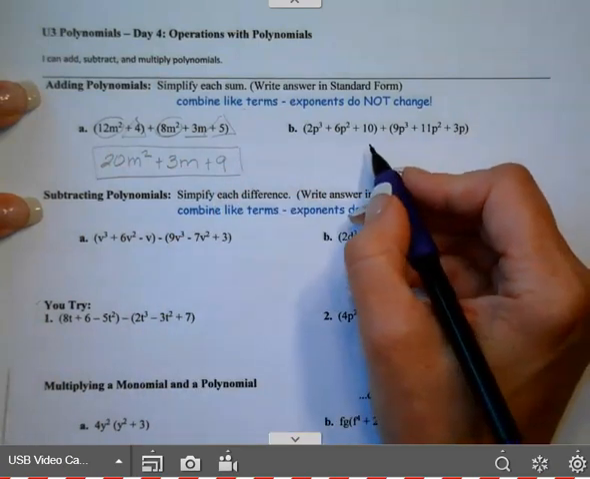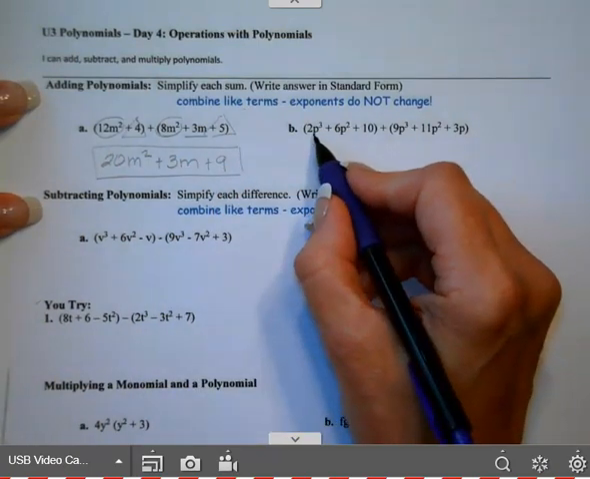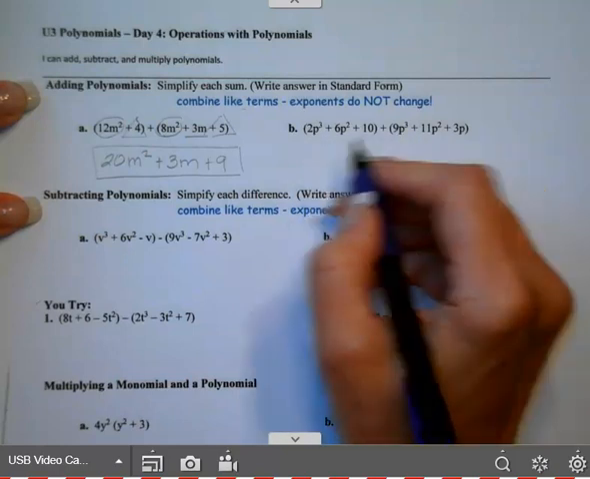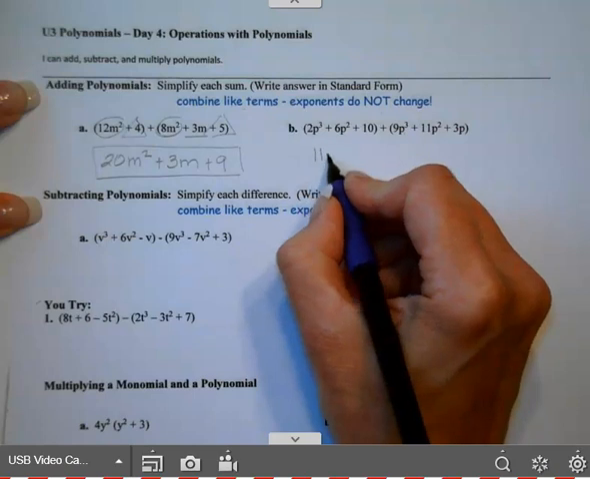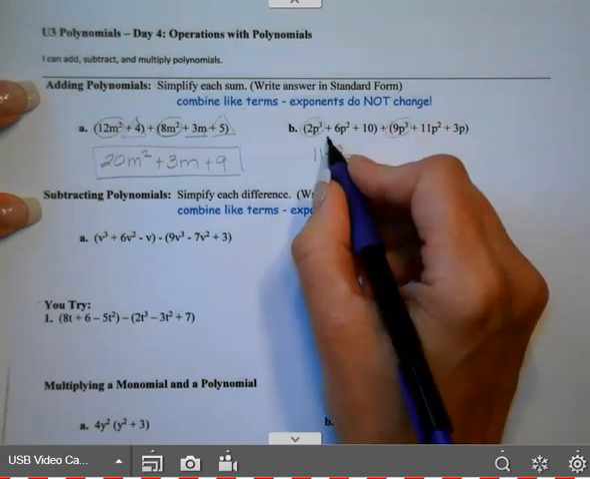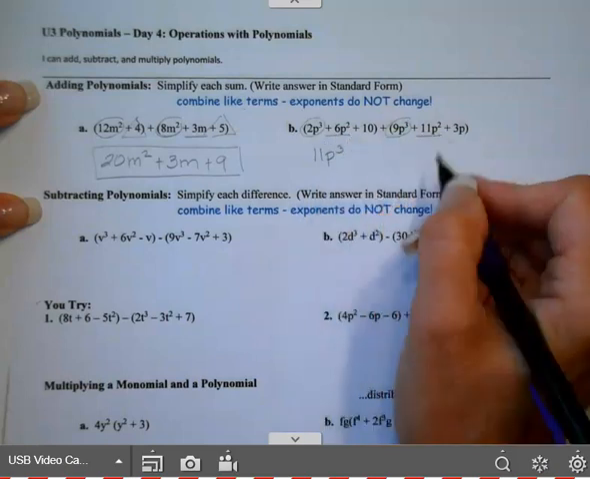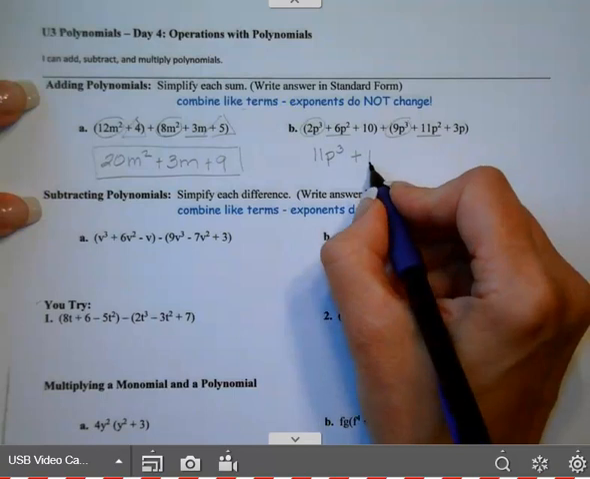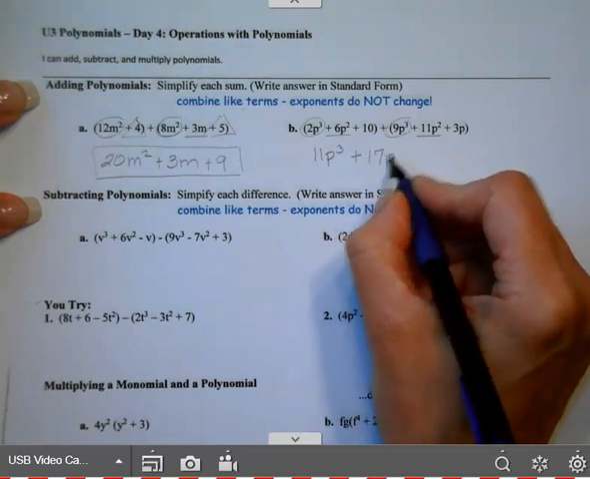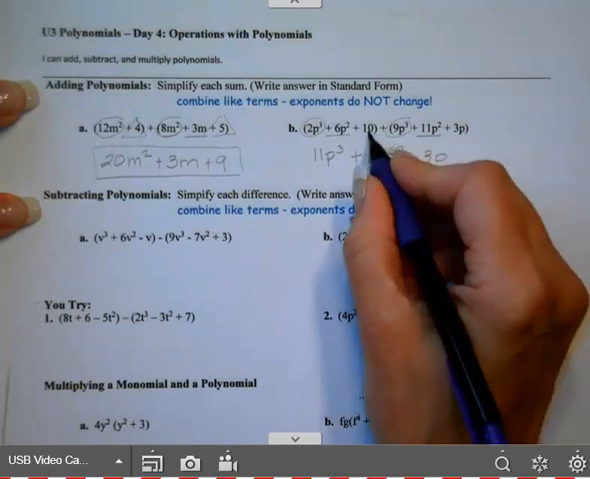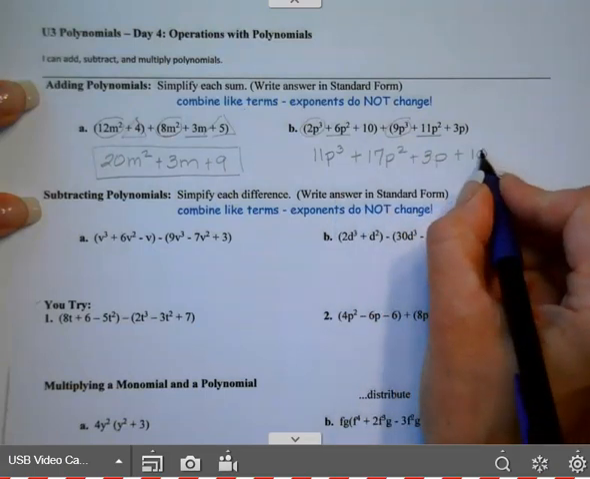For my second example on adding, there are two terms that have p to the third. 2p to the third plus 9p to the third gives you 11p to the third. I have two terms with a p squared. When I add 6p squared and 11p squared, I get 17p squared. There's one linear term, 3p, and one constant, so plus 10.